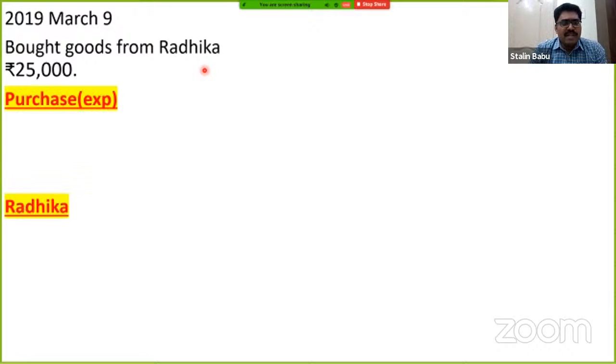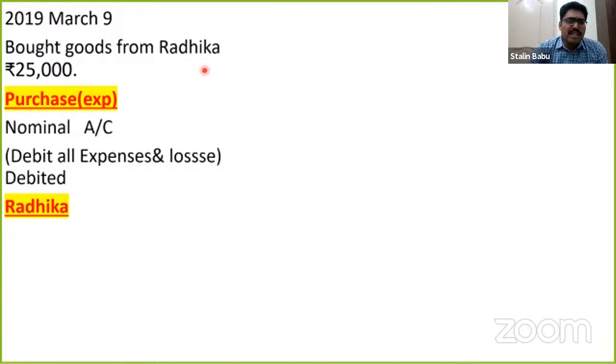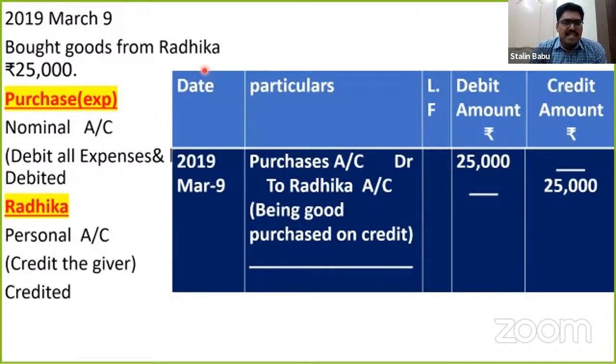Purchase is an expenditure. According to the nominal account principle, it is debited. Radhika is a personal account. Debit the receiver, credit the giver. She is the giver of the goods, so her account should be credited. So the entry is purchases account debit to Radhika account. What is the day? March 9. Purchase account debit to Radhika account 25,000, 25,000. Being goods purchased on credit.